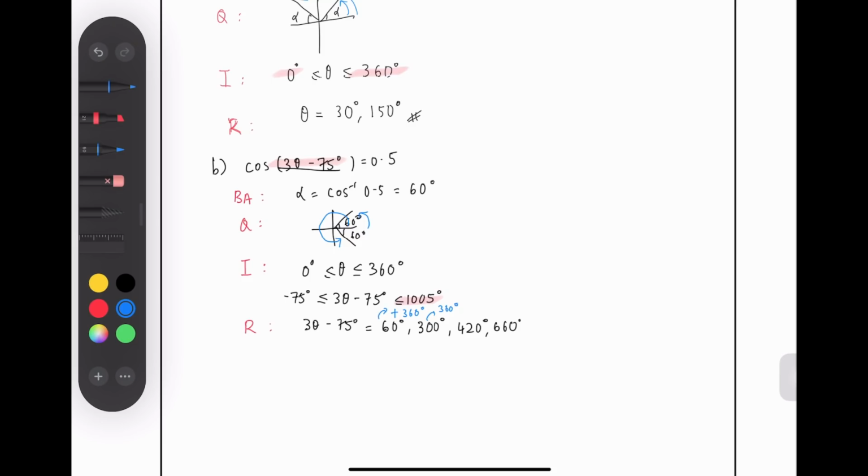We haven't reached our maximum yet, so we're going to add another 360 for both of the values. So 420 plus 360 is 780. And 660 plus 360 is basically 1020. But this one already exceeds our maximum value here, so we can simply ignore it.